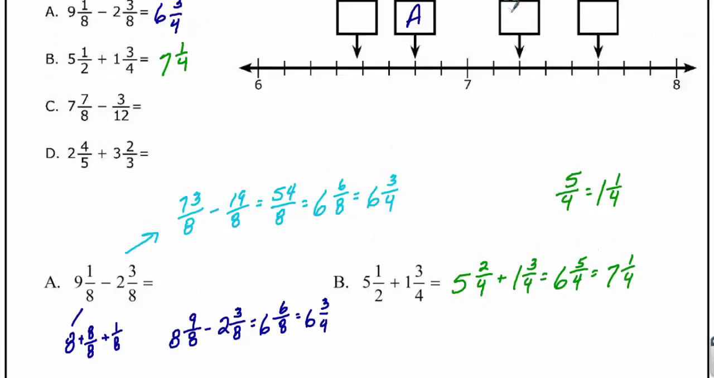And 7 1/4 would be right there. 7 1/4 is also the same as 7 2/8. This is all being counted in eighths. Just like our letter A, excuse me for the frog in my throat there, was 6 3/4, which is the same as 6 6/8.